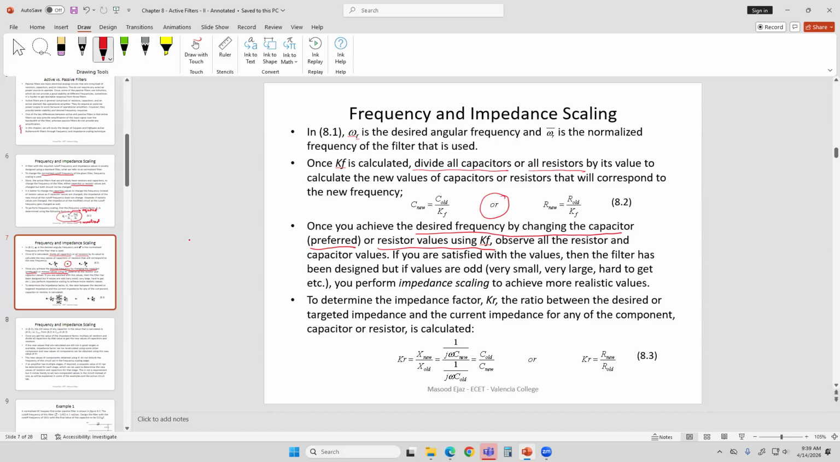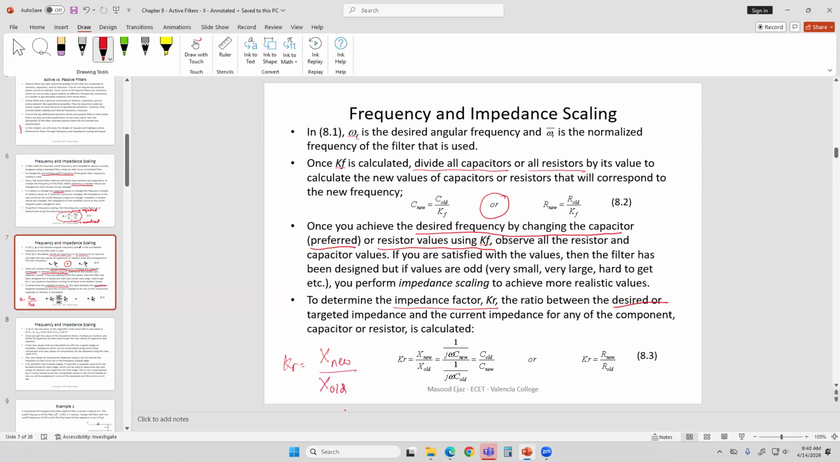When you do impedance scaling to calculate values that are more suitable in the circuit, the first thing you do is calculate the impedance scaling factor, represented by Kr. That's the ratio between the desired impedance and the current impedance that you have in the circuit. Remember, we are talking about impedance or resistance. So for a capacitor, Kr is the targeted value of the capacitor impedance over the old value of the capacitor impedance.